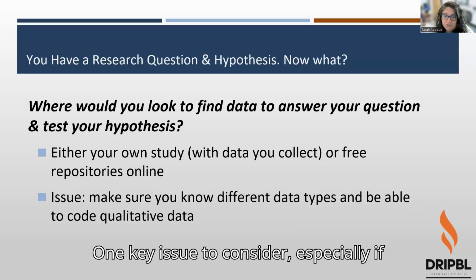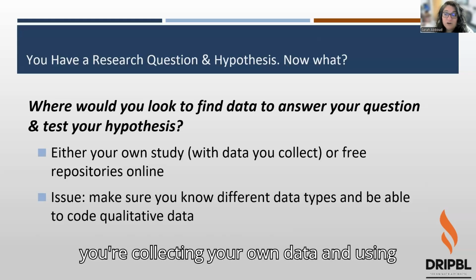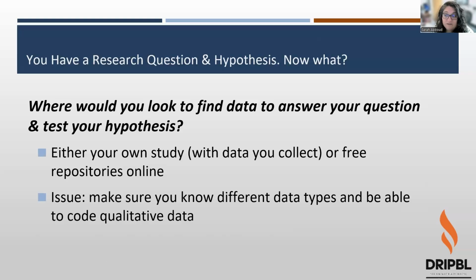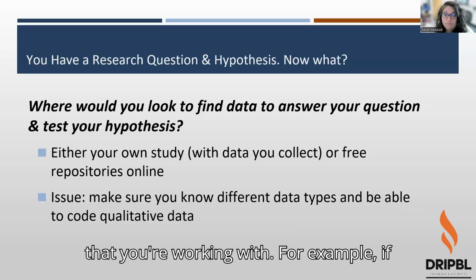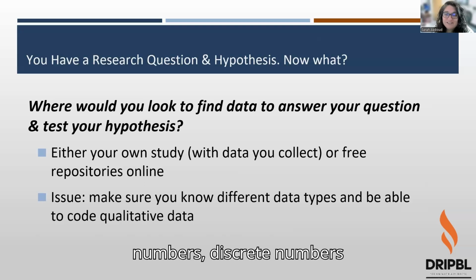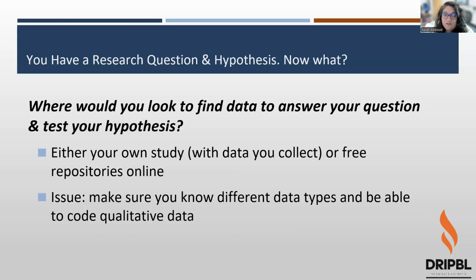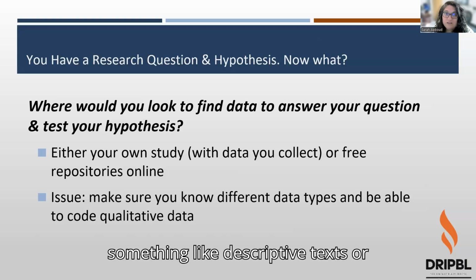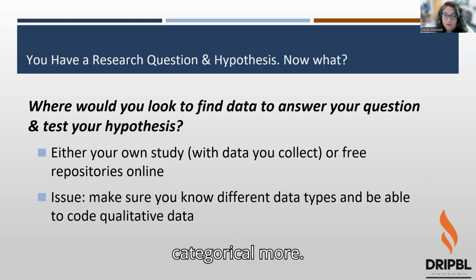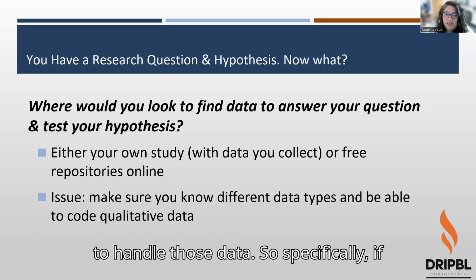One key issue to consider, especially if you're collecting your own data and using varied sources, is to make sure that you understand the different types of data that you're working with. For example, quantitative data, or numbers, discrete numbers, versus qualitative data. Qualitative data would be something like descriptive texts or images, videos, things that are more categorical. You want to make sure that you know how to handle those data.